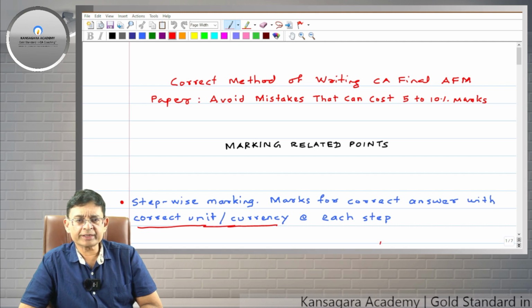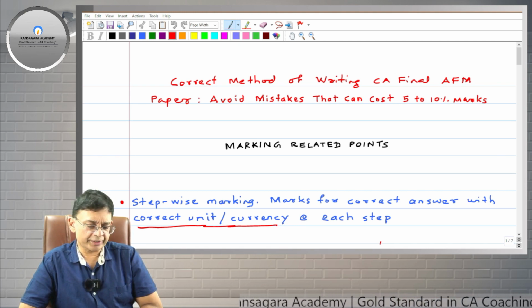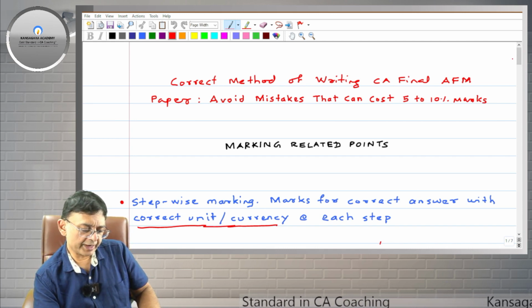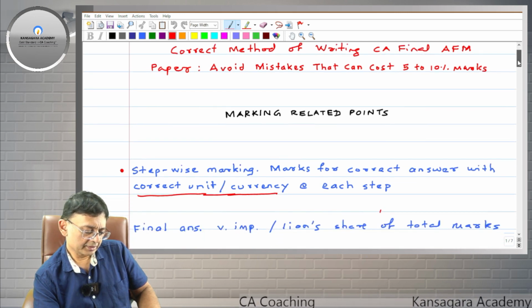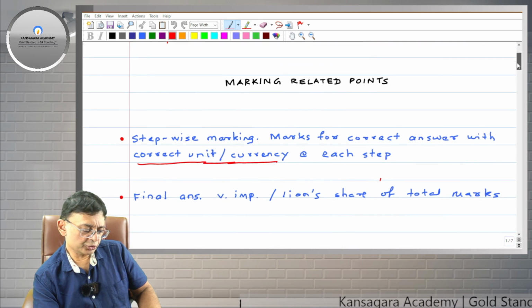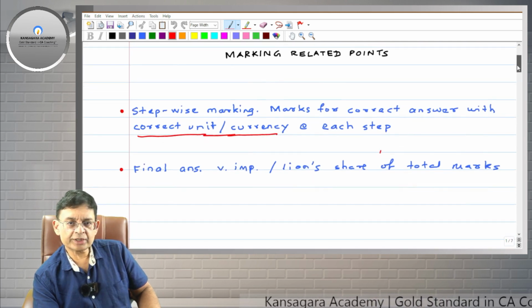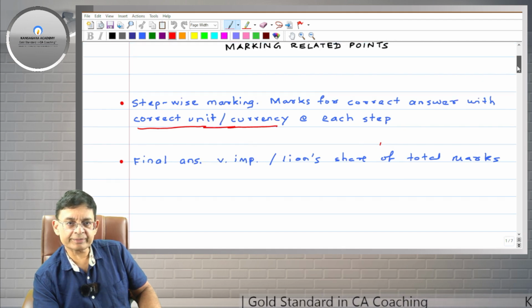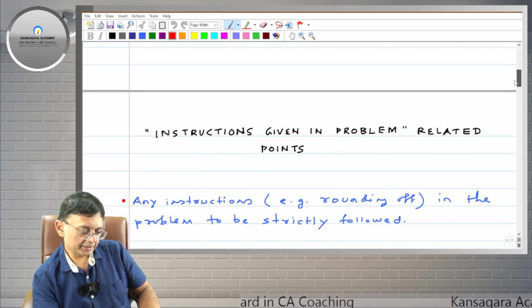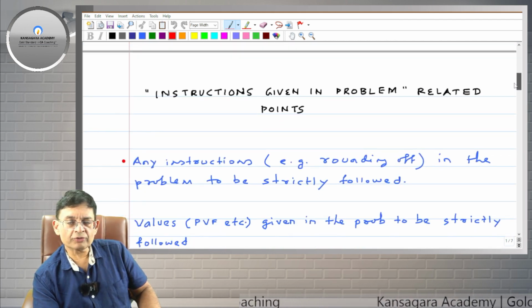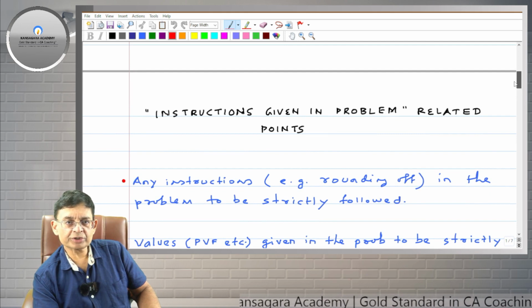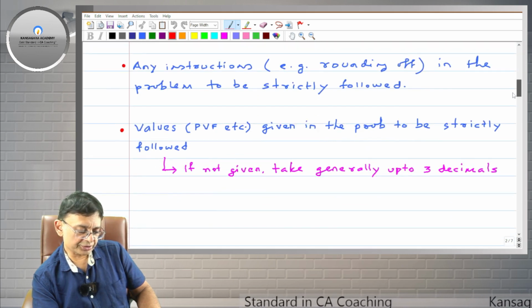For the sake of systematic discussion, we have classified these points into 5 categories. You just watch on the screen. Correct method of writing CA Final AFM paper. These points here are categorized into marking related points. Here we will study how the ICAI does marking, how it does the assessment in the CA Final AFM paper. Then, what is the importance of instructions given in the problem relating to how to solve? If some question contains instructions on how to solve, then what is the significance of such instructions?